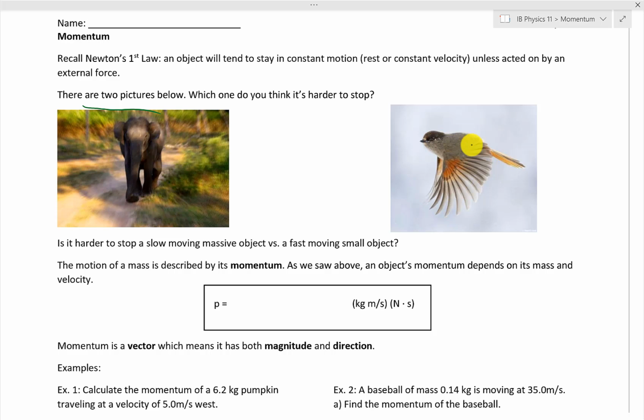If you're thinking about the elephant, you might be thinking that it's very massive, it's very large, and it's really going to hurt if you try to stop that. And maybe some of you might think, hey, it really depends. It depends on how fast this little bird is moving too. If it's moving at, say, sonic speed or at Mach 3, which is 3 times the speed of sound, then it can also be hard to stop.